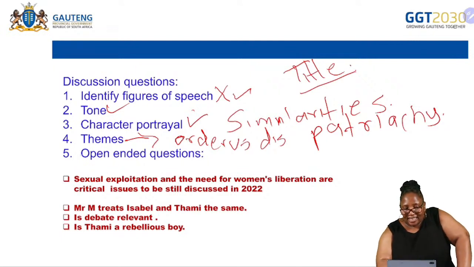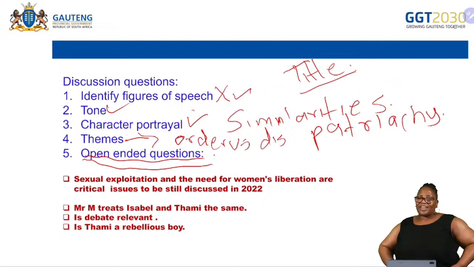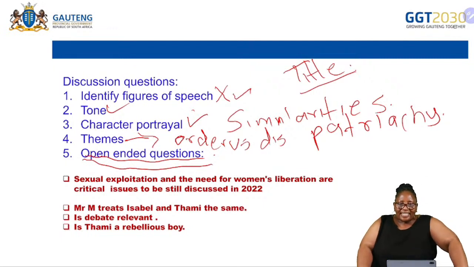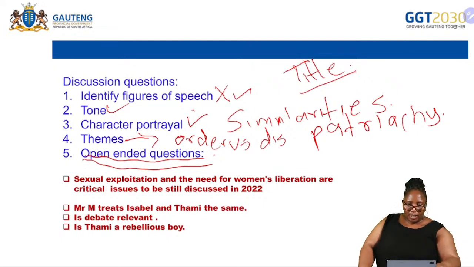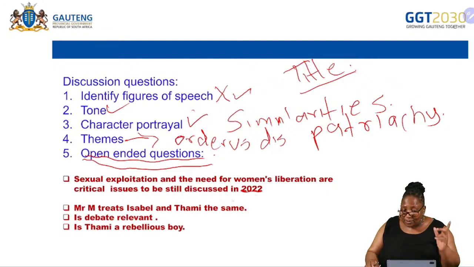You can look at the following open-ended questions. Please check these, discuss with your friends, write an essay on those, a 4-line essay or paragraph. Let's look at the first one. Sexual exploitation and the need for women's liberation are critical issues to be still discussed in 2022. These are critical issues that we have to discuss. That is sexual exploitation and the need for women's liberation. Okay.